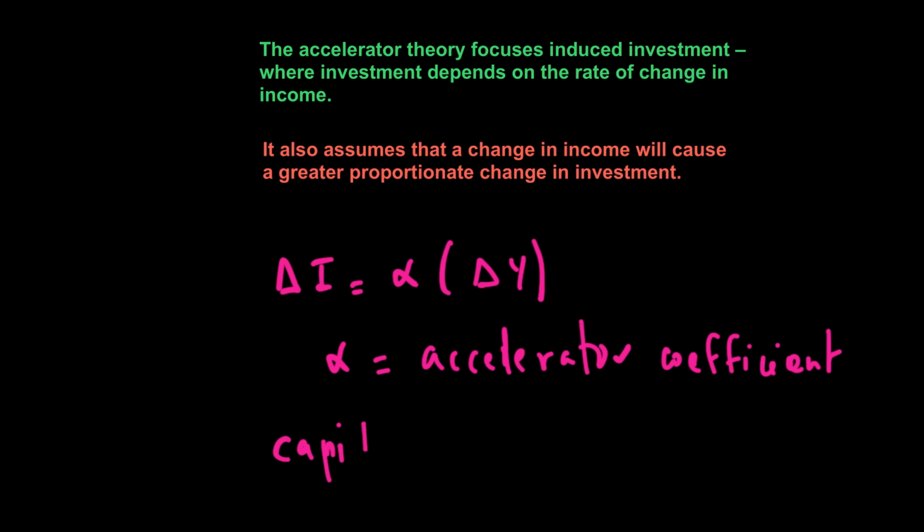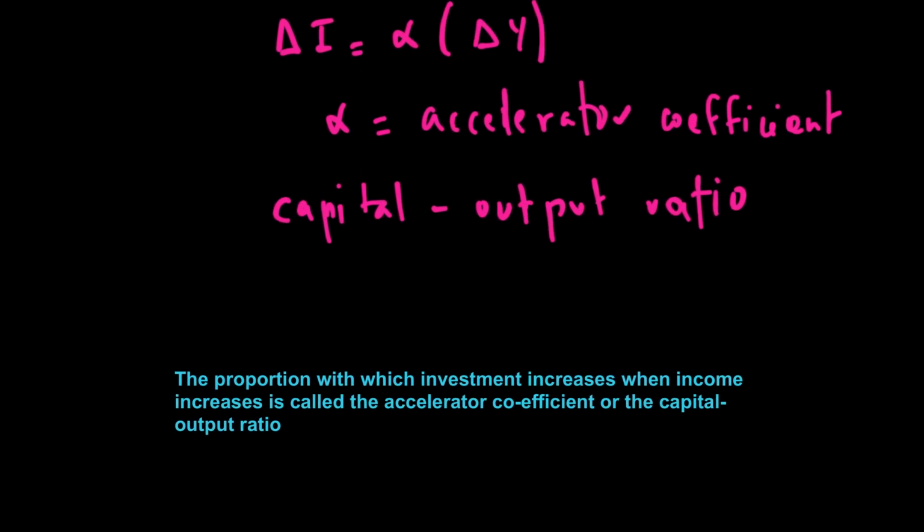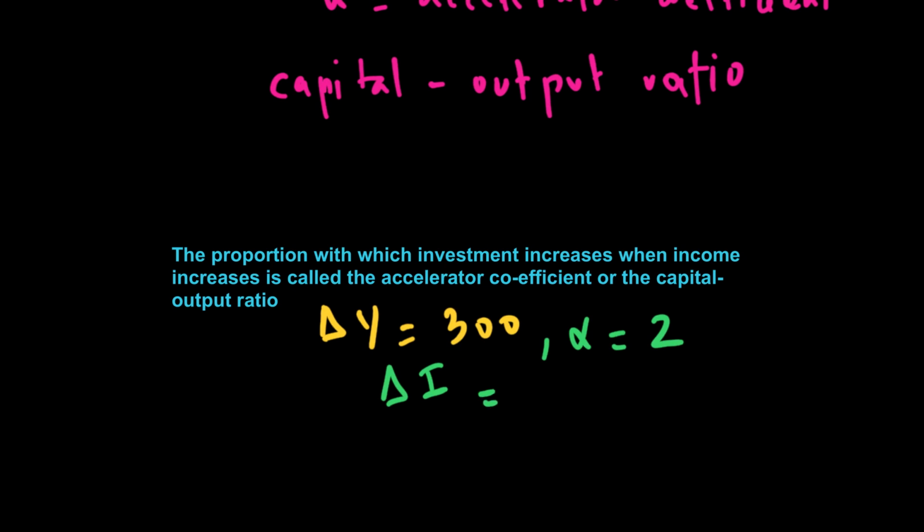Now the idea goes this way. Let me give you an example. Let me write this first, capital to output ratio. Let's say your GDP is going up by, for example, change in Y is 300. Now, if change in Y is 300, and let's say alpha in an economy, the capital to output ratio, is for example 2, then your change in investment, according to the accelerator theory, will be 300 times 2, or 600. So the idea of the accelerator theory is that whenever there is a rise in GDP, there can be a possible rise in investment.